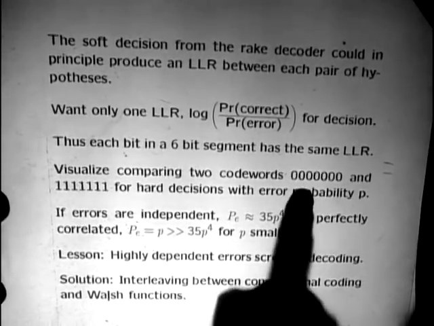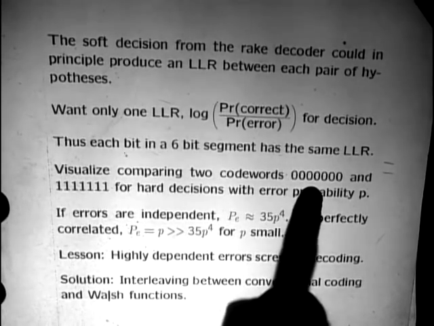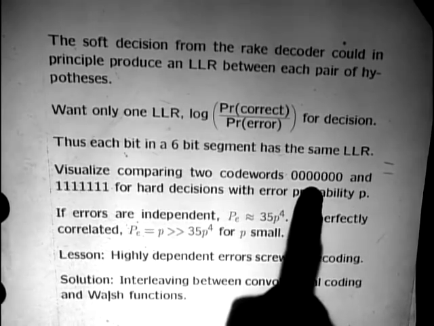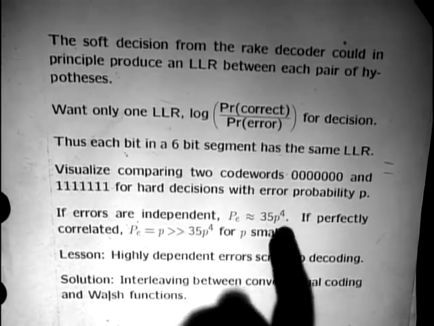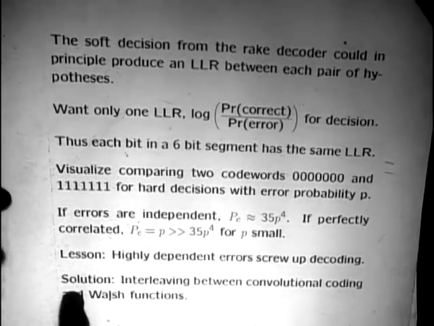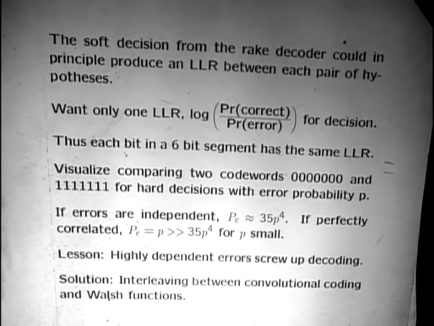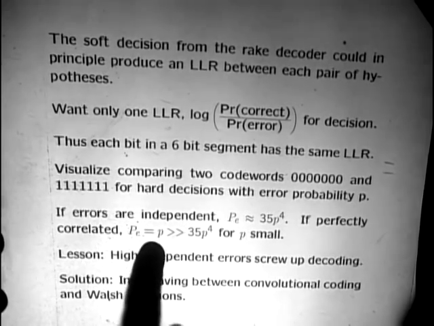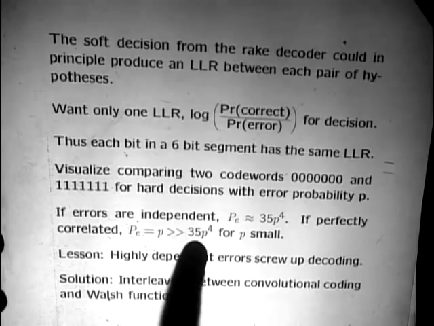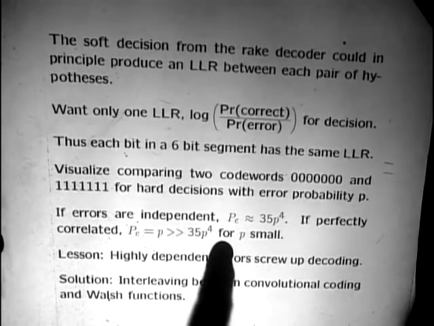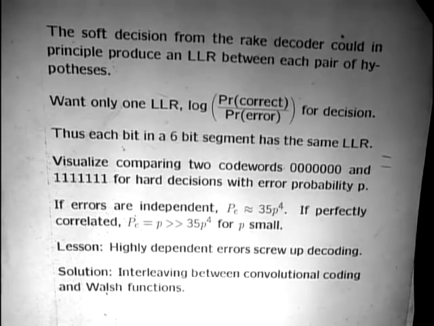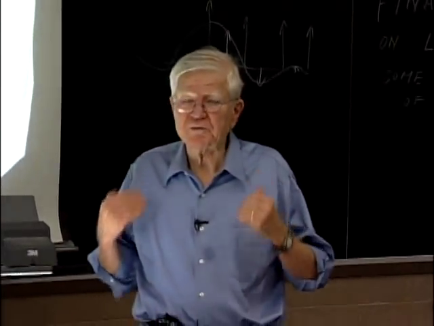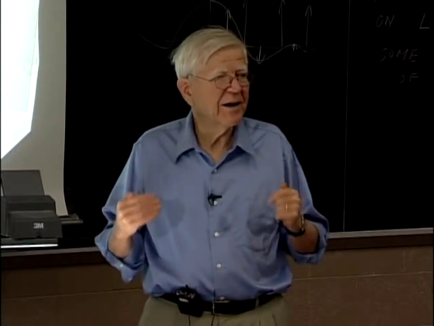So you calculate what's the probability of making 4 errors out of 7 here. Well, it's the number of combinations of 7 things taken 3 at a time, which is 35, times p^4, p to the 4th power, which is the probability of making 4 errors. If those bits are perfectly correlated, namely if whenever you make 1 bit error, you make all 7 bit errors, then the probability of error is p. And if p is relatively small, p is always a lot bigger than 35 times p to the 4th. In other words, the lesson here is that highly dependent errors cause trouble for any kind of decoder.